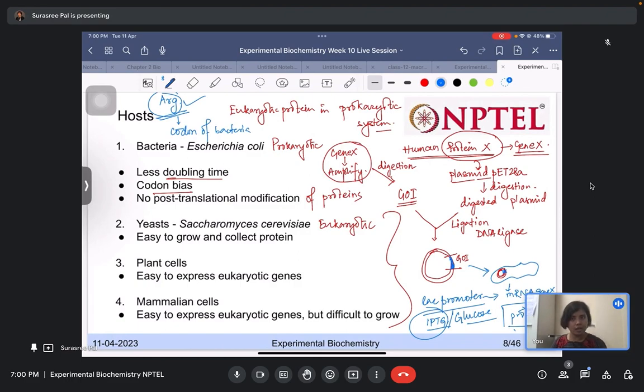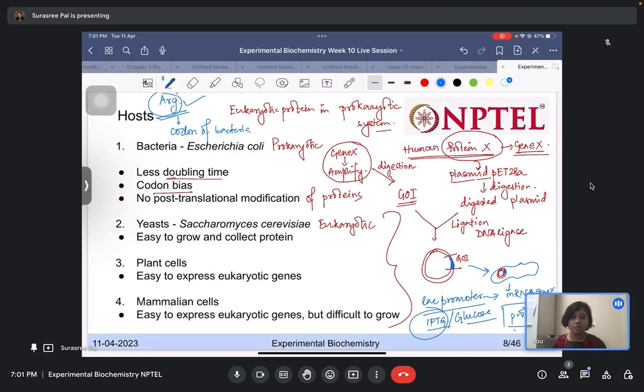We need the protein finally. So we need the correct amino acids to be introduced in the protein. So that is why we change the codon of our protein of interest, that is protein X of human, to the codon of bacteria, such that the amino acid remains unchanged. Right? So that is to prevent the codon bias.